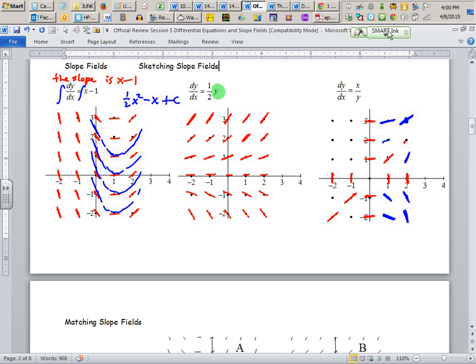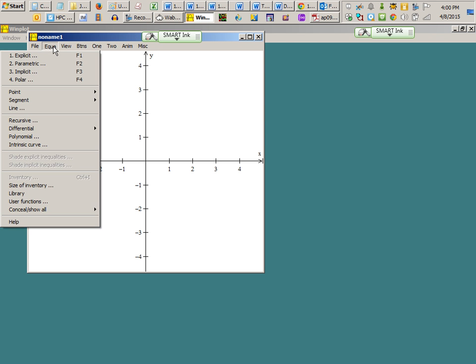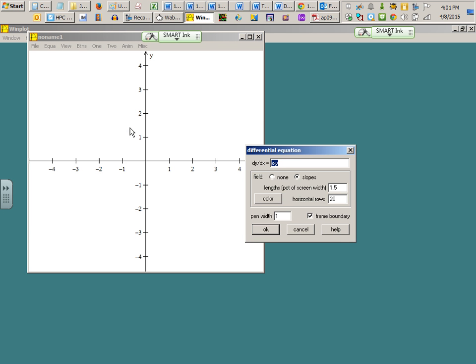Oh, by the way, I want to show you something real quick. Sorry, guys. Look at this. Remember I told you about WinPlot? Under equations, differential equations can be plotted. There it is, dy/dx. We want x over y. I love this feature of WinPlot.